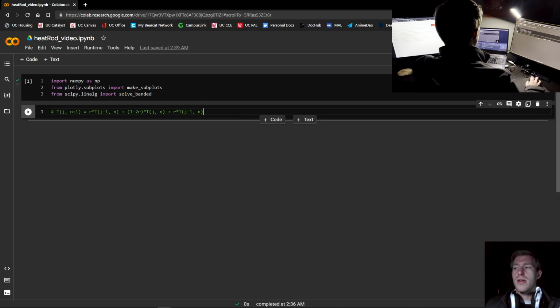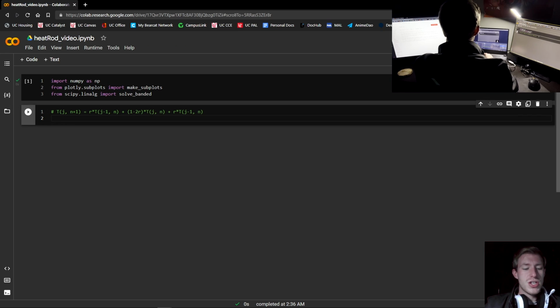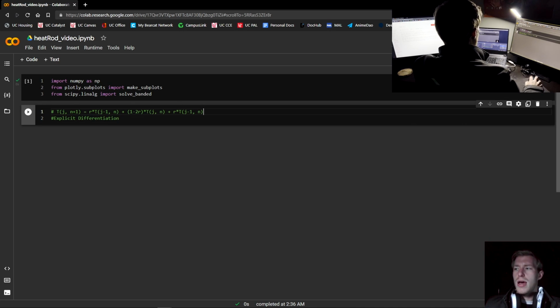So as you can see, this is our explicit differentiation. And the reason this is explicit is because we're going to be strictly defining how accurate we want our simulation to be, and that differentiation directly affects how stable our simulation is. And we'll get to the stability and instability right at the end of the video. So stay tuned for that if you're interested.